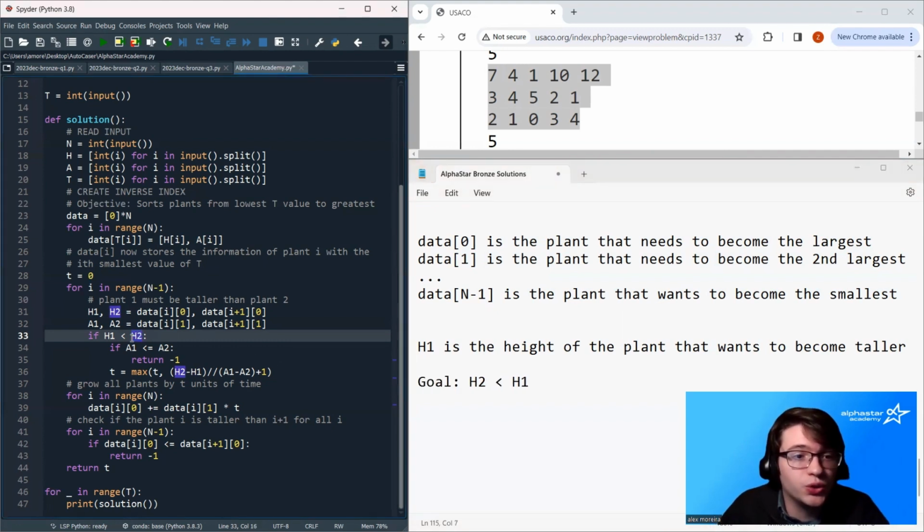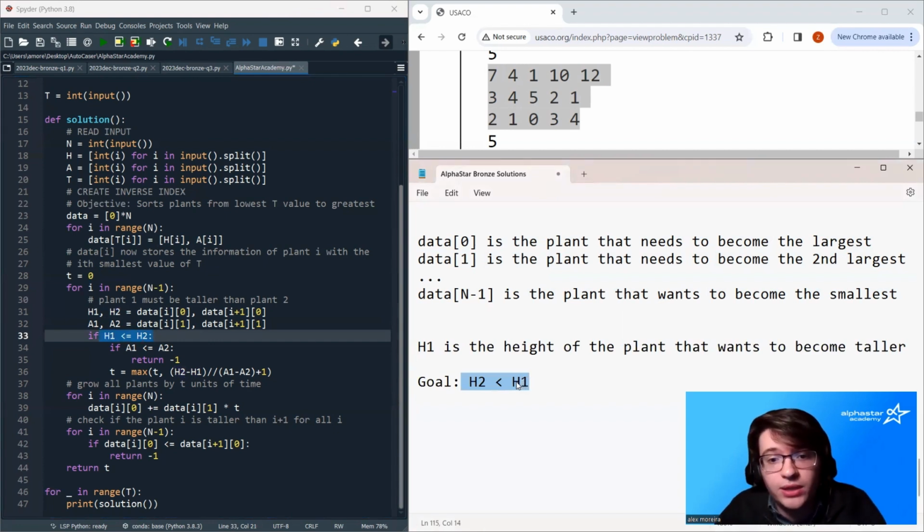But if this is true, then we have to wait some amount of time in order for this to become true. We want the second plant to have a shorter height. Right now it has a taller height, so we're going to have to calculate some amount of time to pass.